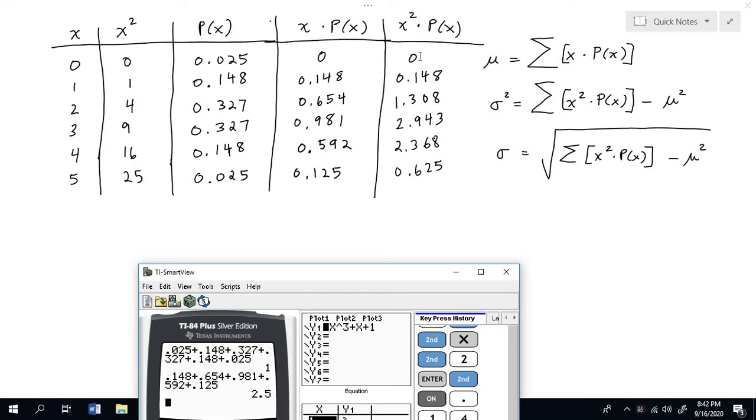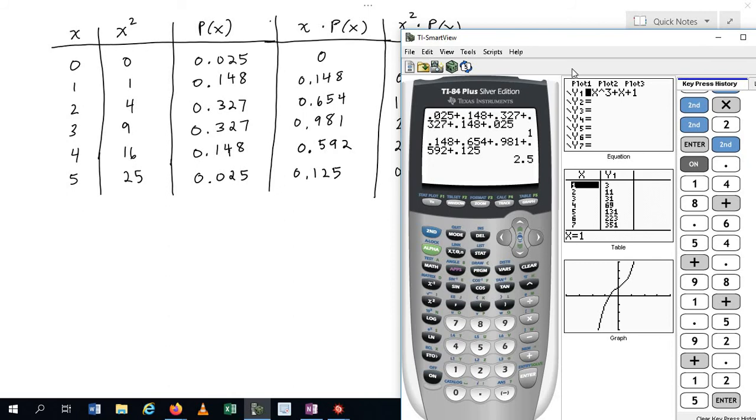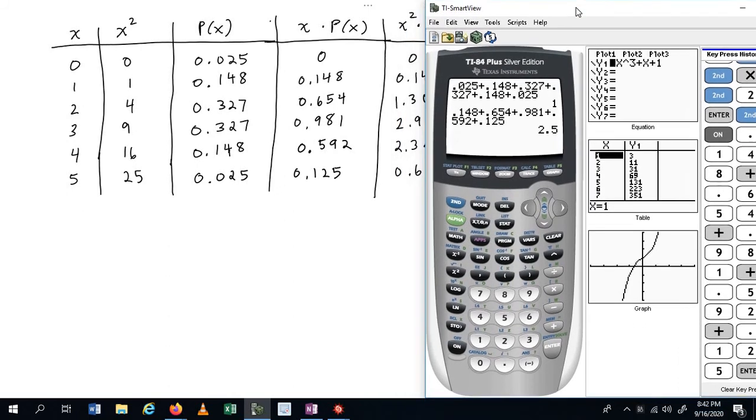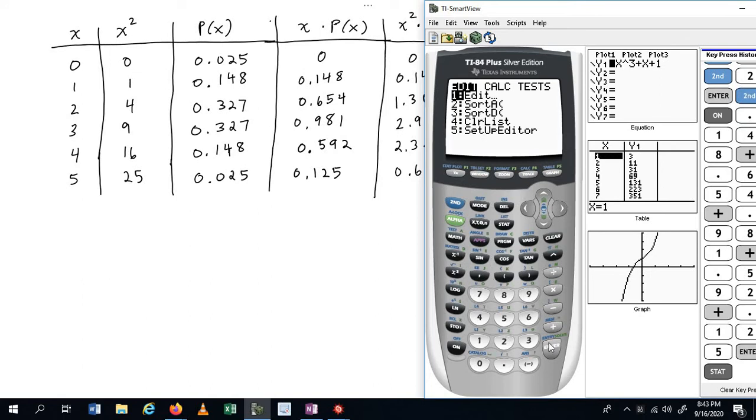Okay, and then we have to add up each of these numbers, and that will give us this summation here. Now again, you can do this on the calculator, so let me show you how to do that. So again, you want to go to the Stat button and then Edit.